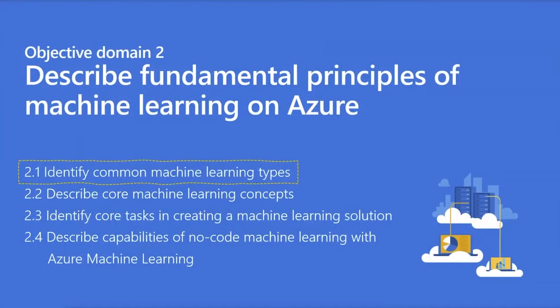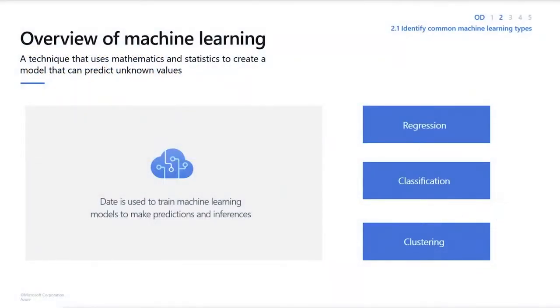So why don't we go ahead and get started with identifying the common machine learning types. You will definitely see a lot of different questions on this particular topic. Machine learning is a technique that uses mathematics and statistics to create a model that can predict unknown values. Now, at this AI-900 level, you're not going to necessarily need to do any type of math, so again, don't worry about that. But what you need to understand is that machines learn from data.